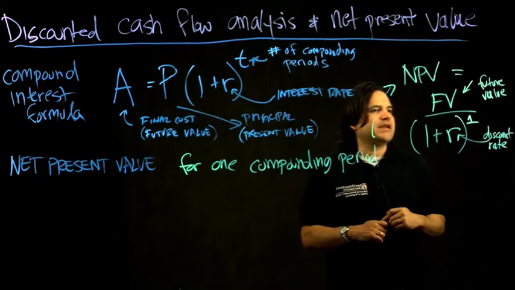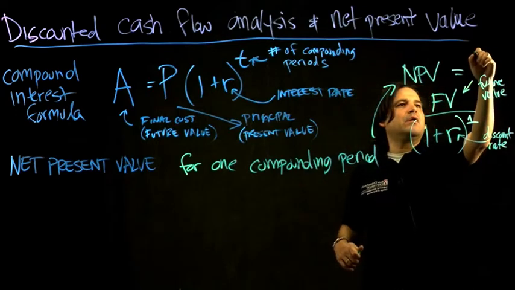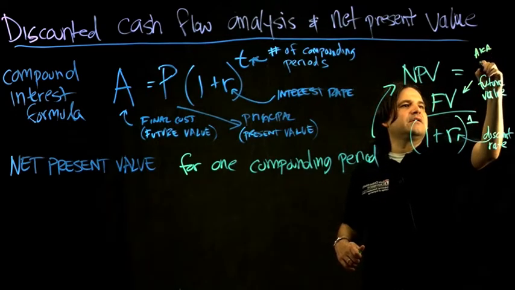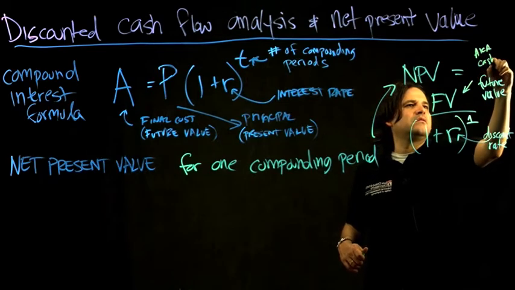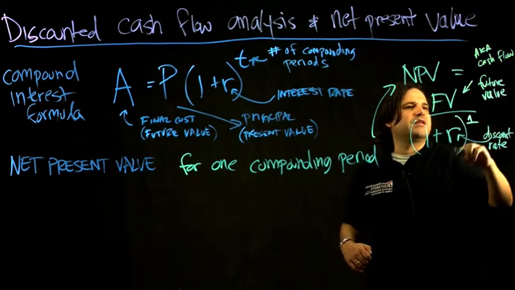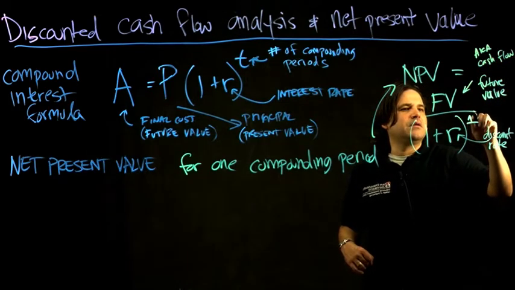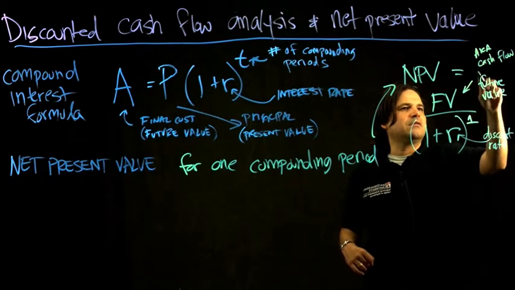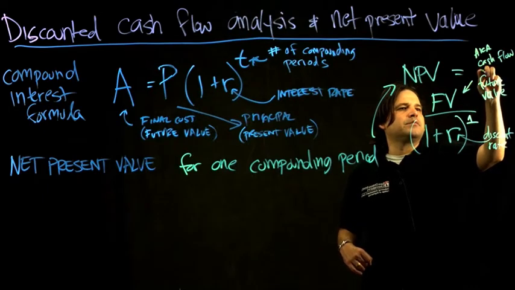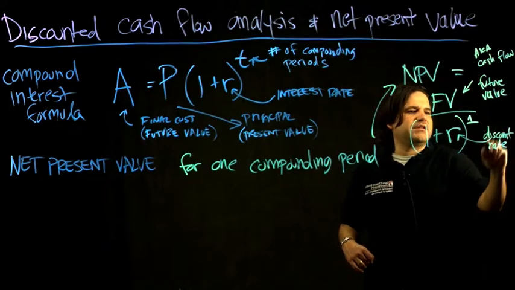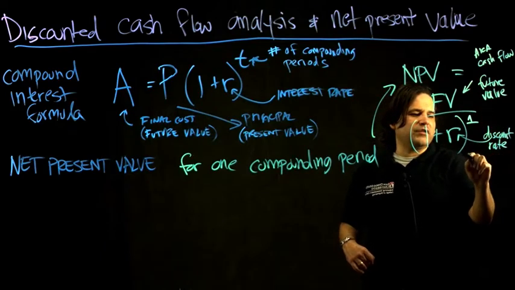And other names for the future value could be called AKA cash flow. In the future, you can expect this cash flow, positive, or some net cash flow. And AKA the discount rate can also be called a rate of return.